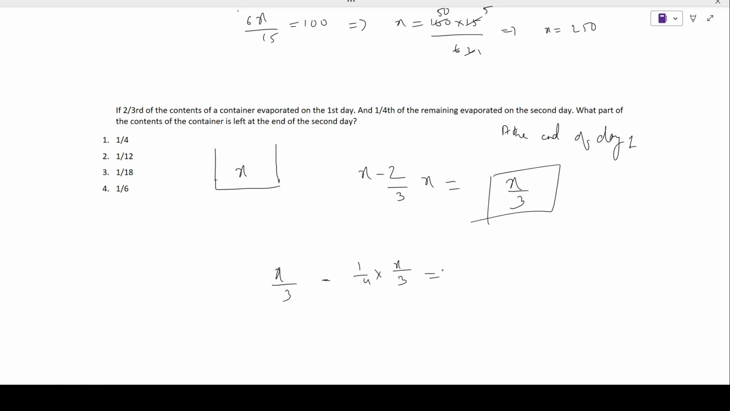So at the end of the second day, we have LCM taken as 12, 4x minus x, 3x by 12, that is 3 1s are 3, 3 4s are 12. That is 1 by 4 contents of x. Initially we had taken as x, so 1 by 4 content will be left. Answer will be option A, 1 by 4.